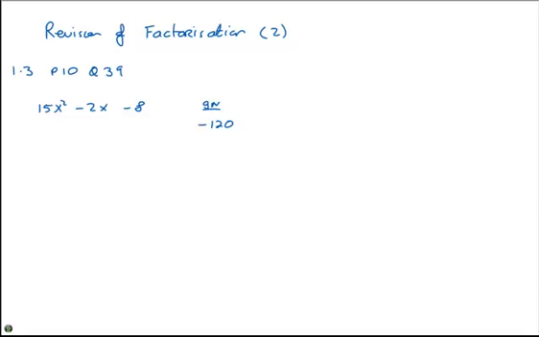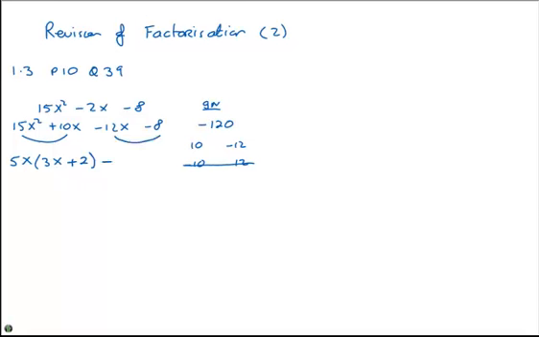Well, 1 and 120 clearly isn't going to work. Okay, but if you see there, 10 and 12 will. So it's either going to be 10 and minus 12 or minus 10 plus 12. You need a minus 2x, so this one won't work, but the other one will. So 15x squared plus 10x minus 12x minus 8. Here and here, 5x is common, leaving you with 3x plus 2.